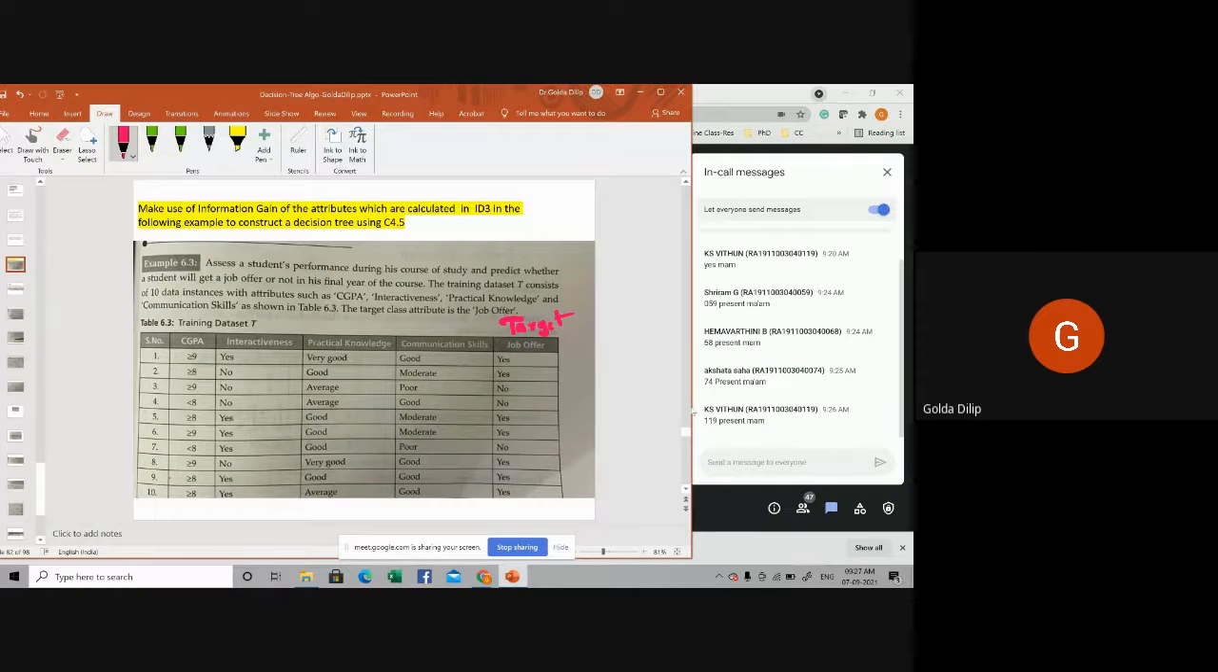Rakesh, all these sort of problems are going to come for your second CT. Second CT, no theory, only problems.